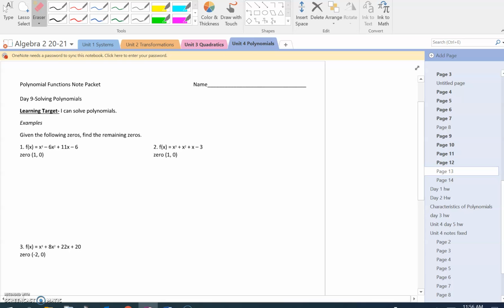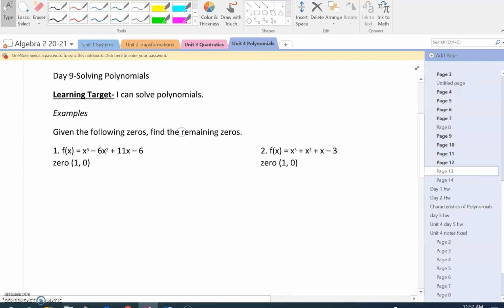We're on day 9 of solving polynomials, which would be the last day before our unit test. So we're going to use what we've learned so far about solutions and solving quadratics and polynomials and tie it all together here today. If you look at problem number 1, it gives me one of the zeros. That's nice. Then it says find the remaining zeros.